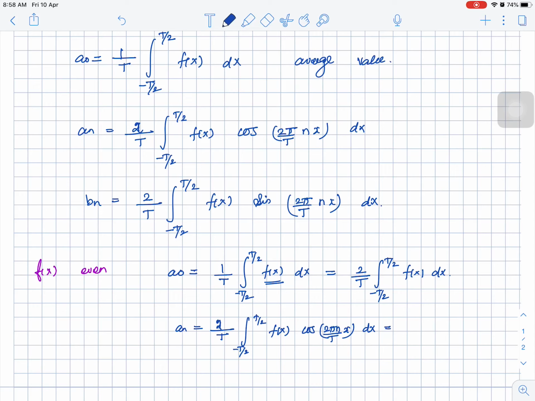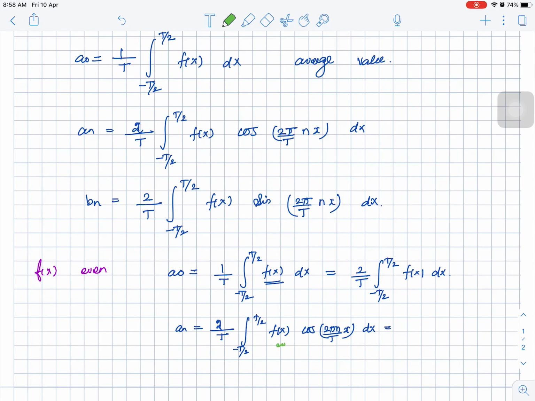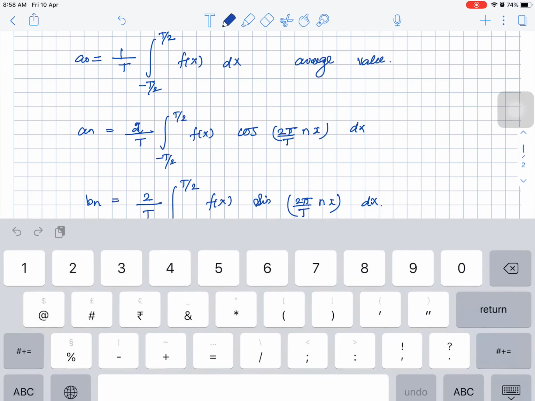So an even function times an even function will be an even function. This is even, this is even, so this will also be even. So the even function will provide 4 divided by T, integral from minus T by 2 to T by 2 of f of x cos 2 pi n divided by T x into dx.